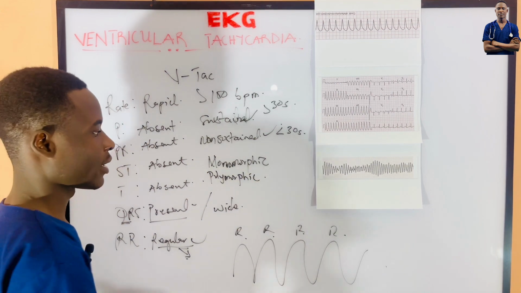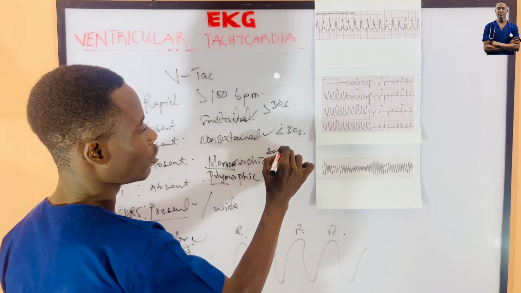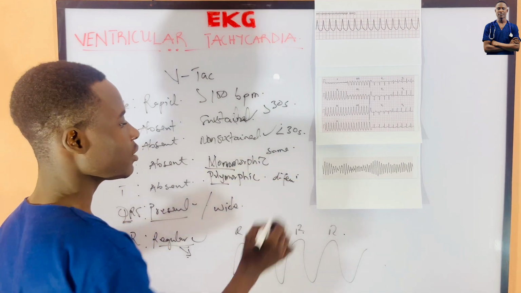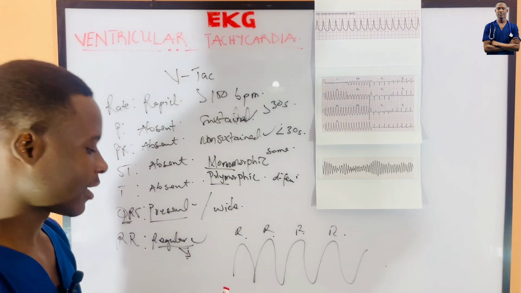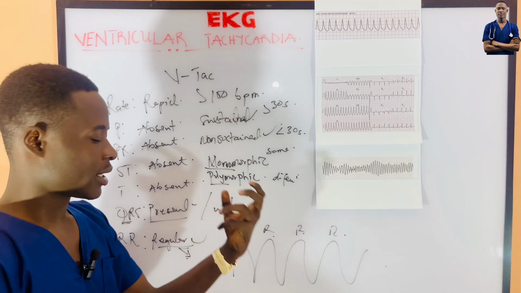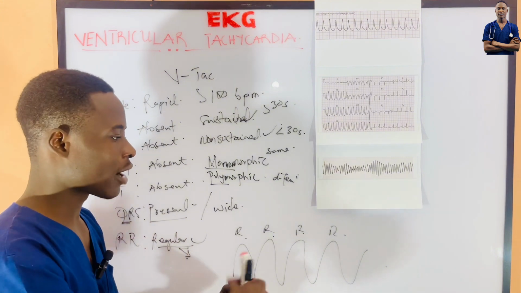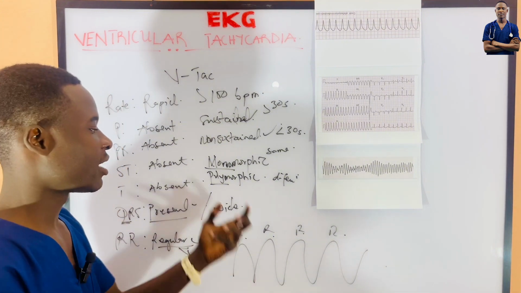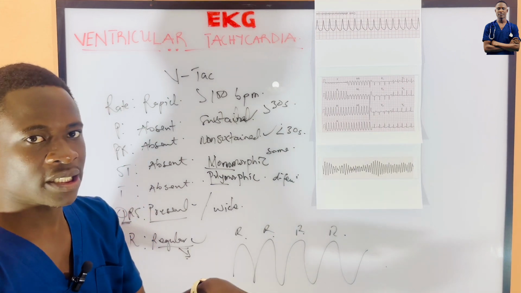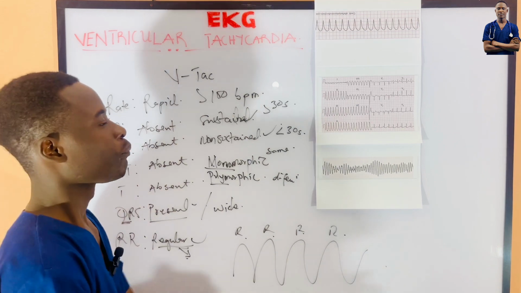The polymorphic. You know, in medicine, mono means what? Same. Mono means same, and poly means different. Now, for the monomorphic, we have the same QRS complex generating. And then the polymorphic, we have the QRS complex differing in its structure.